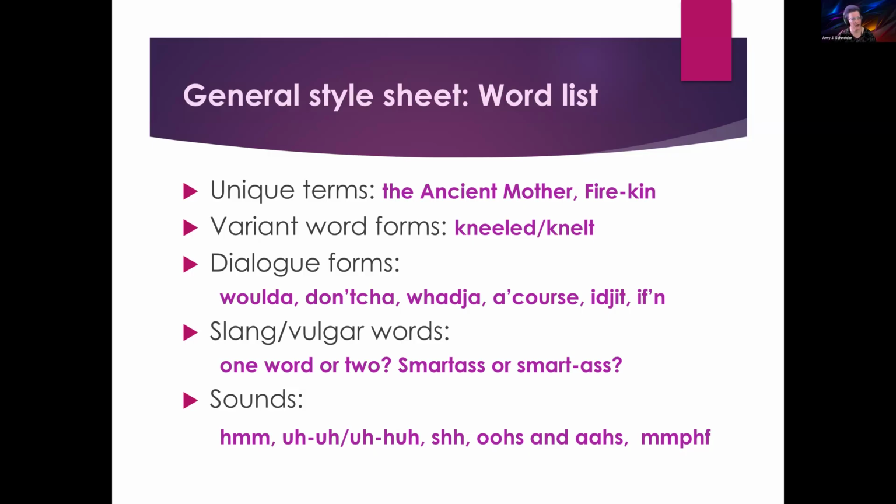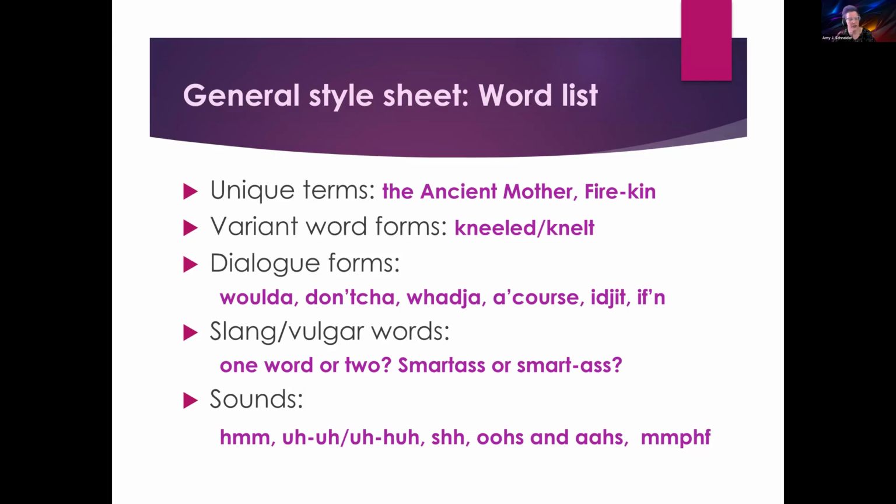Also, there are some other choices you might make, like which version of a verb are you going to use? How are certain dialogue forms treated? There are all kinds of different ways to spell "whatcha." Is it whatcha or wudja or whadia, or choose one and stick with it? They might have different meanings depending on how they're spelled. Slang and vulgar words often are not in the dictionary, so you have to make a choice. And also how are sounds rendered, both to make sense to the reader and also to accurately convey how they sound.